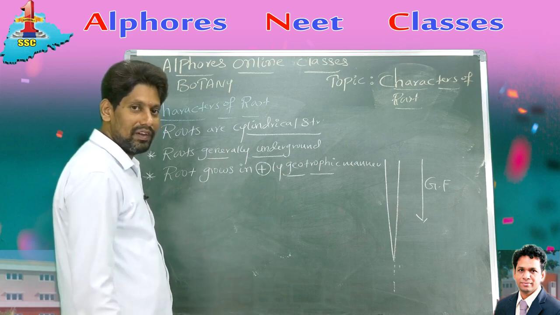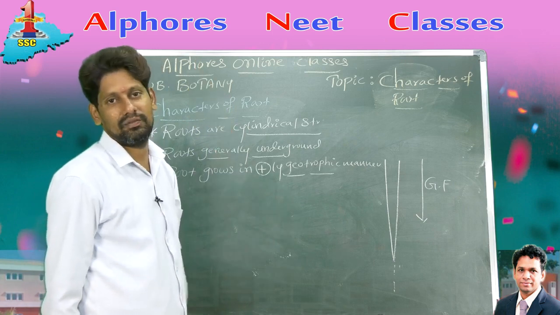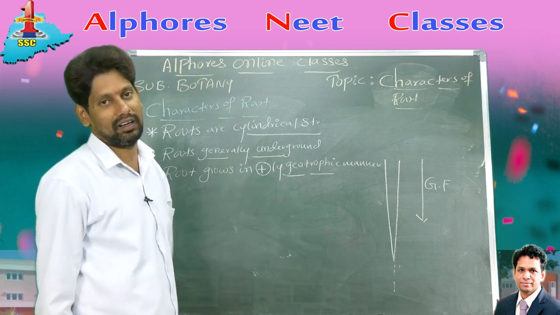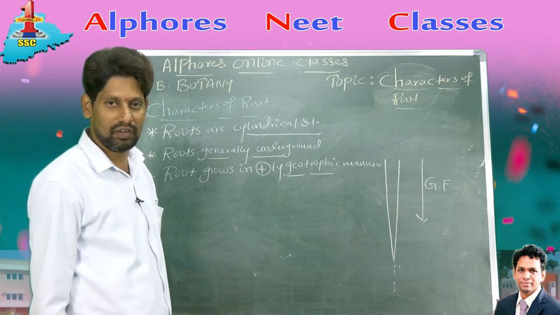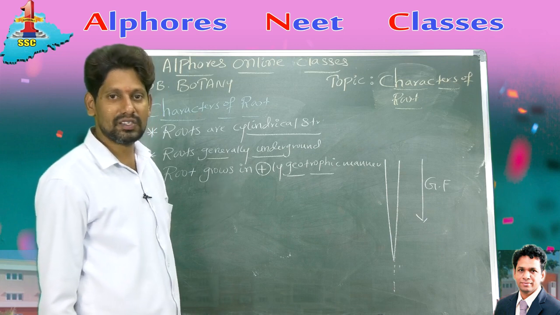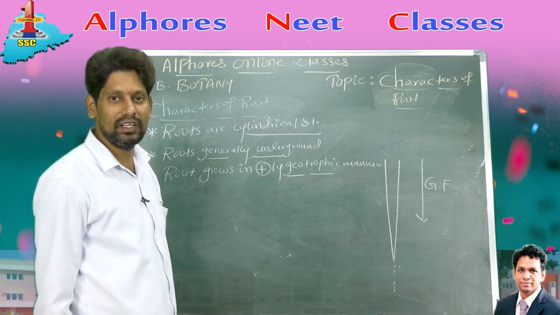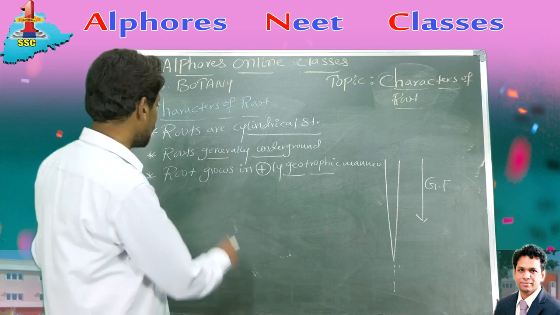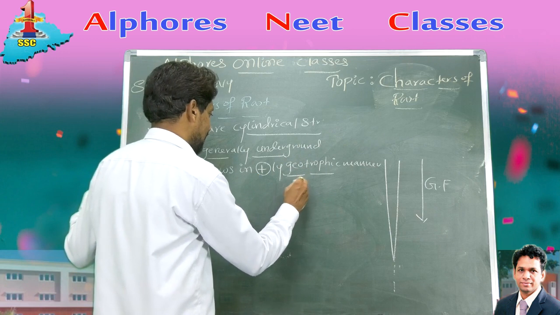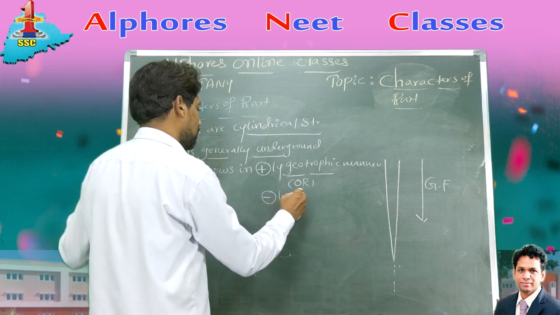Whereas the stem grows in which manner? Stem grows in the direction of sunlight. Therefore, stem grows in positively phototrophic manner or negatively geotrophic manner. Whereas root grows in which manner, sir? Positively geotrophic manner or negatively phototrophic manner.